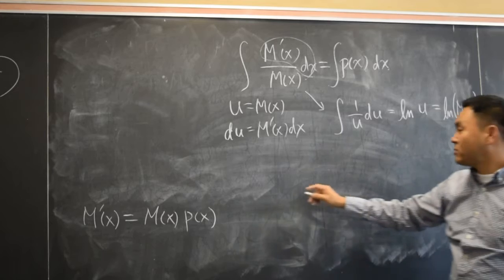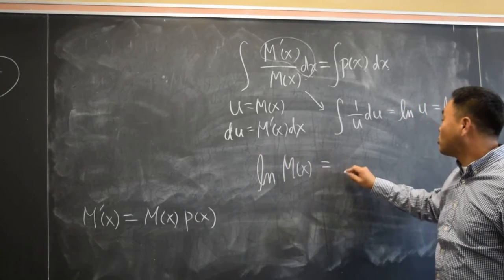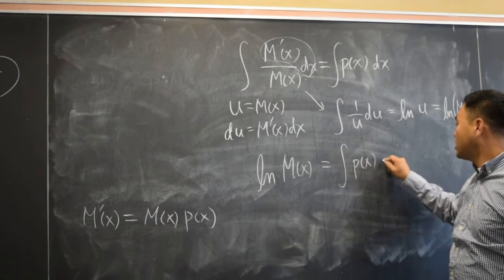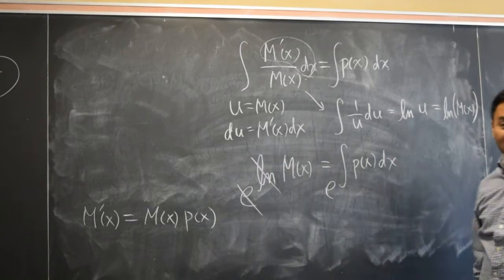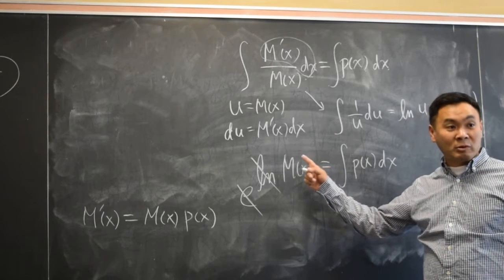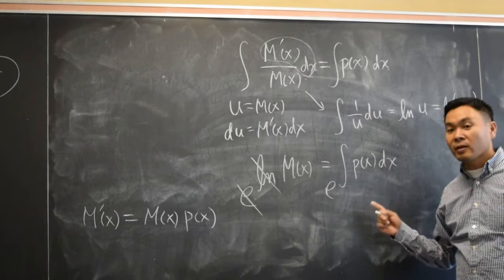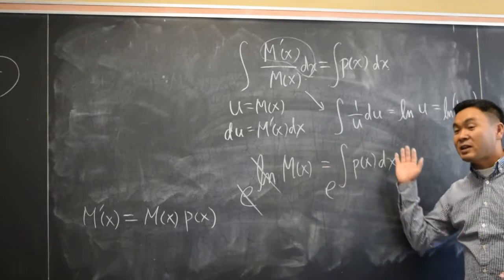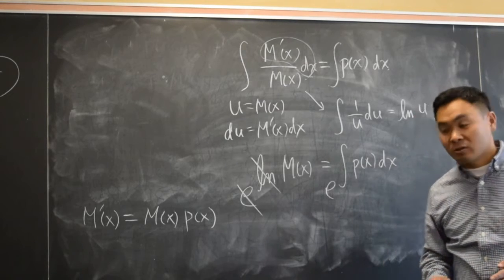So what I get is ln of m(x) equals the integral of p(x) dx. And then I solve for m by raising it over e. And that's where I get this formula. m(x) is e to the integral of p(x) dx. So this just naturally appears if we impose the condition that after multiplying by m(x), the left side has to turn into a product rule. Okay?